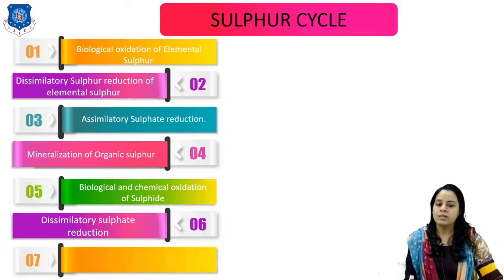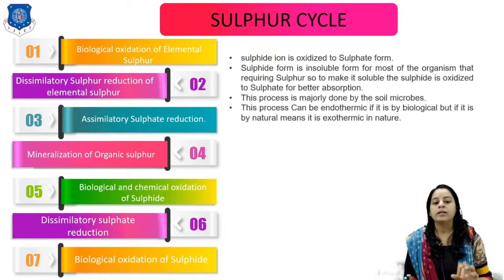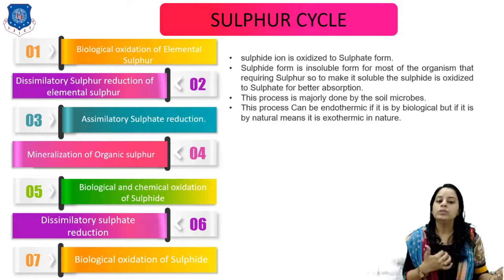Okay, and the last step of the sulfur cycle is the biological oxidation of the sulfide. It means that the sulfide ion is oxidized to the sulfate form. Sulfide is the insoluble form for most organisms that require sulfur. So to make it soluble, the sulfide is oxidized to sulfate for better absorption.